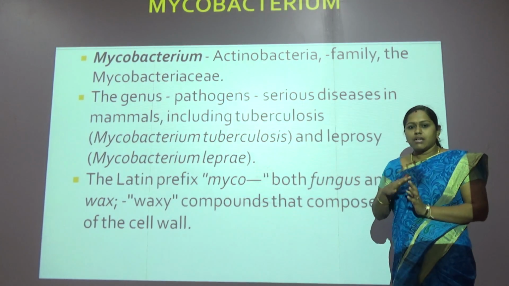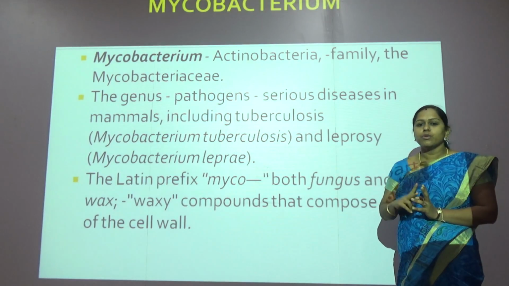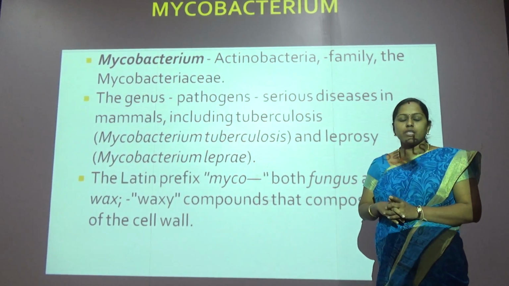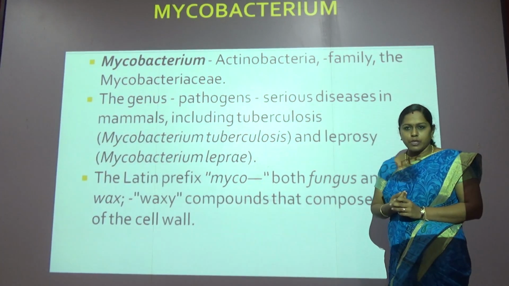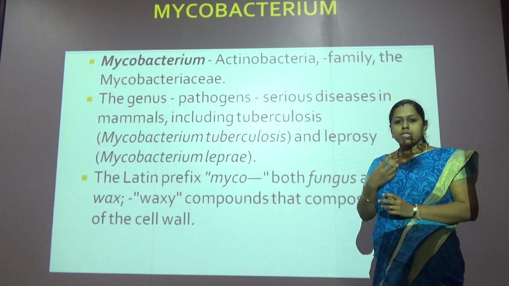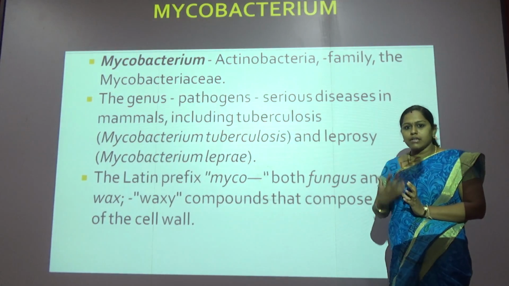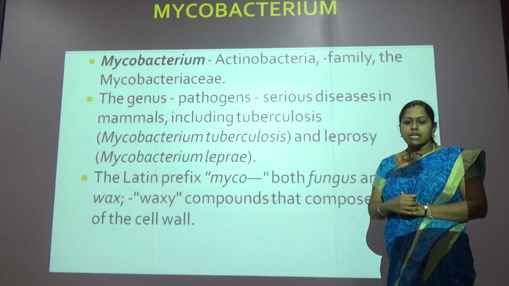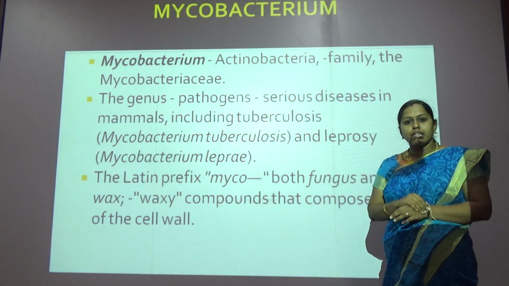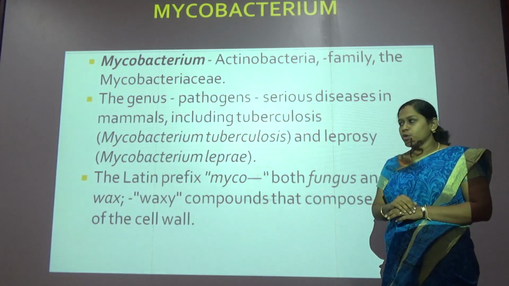This complete genus comprises two different species. One is tuberculosis, another one is leprae. Tuberculosis commonly causes TB, which causes serious lesions inside the lungs and cavities. The next one is leprae, which causes leprosy in humans, which is a skin disease and skin disorder that usually happens in human beings.